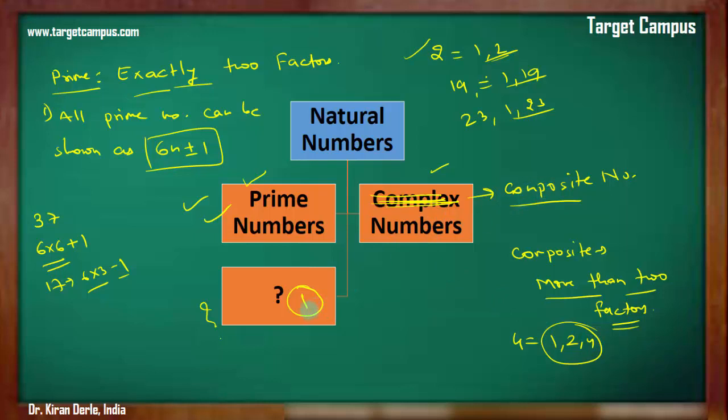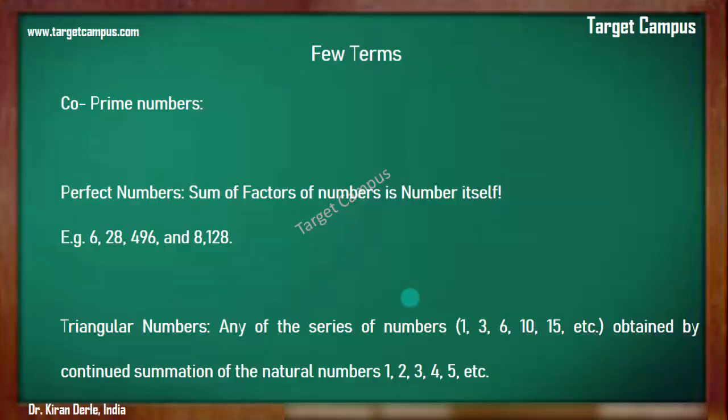So one is your third category. I hope you are getting this. One is not prime, neither composite. That's how it is. Okay, fine.